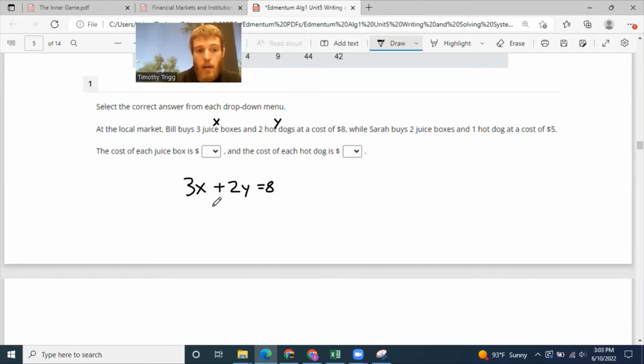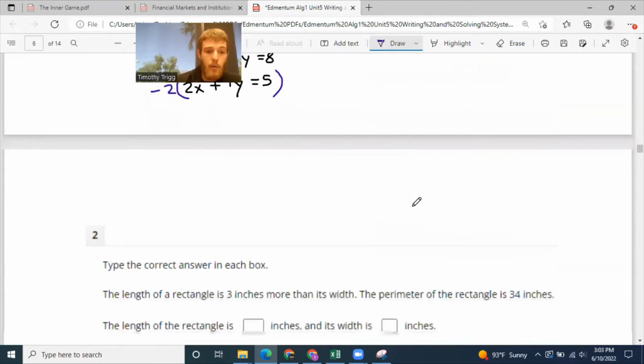Sarah buys 2 juice boxes, so 2x for Sarah, and 1 hot dog for $5. The cost of each juice box is blank. The cost of each hot dog is blank. So if we're going to use the elimination method, let's go ahead and eliminate our y's first. That's what I would do. And so I would multiply this bottom equation by what? What do you think? If I want to eliminate the y's, well, I'd multiply by -2. So go ahead and distribute, combine and cancel things out, eliminate, and figure out what x is first, then plug it back in to find y.